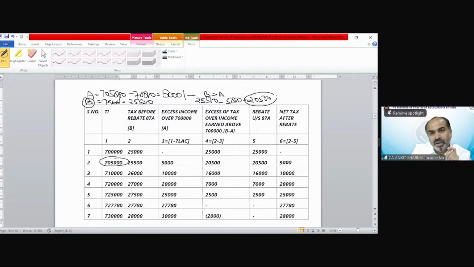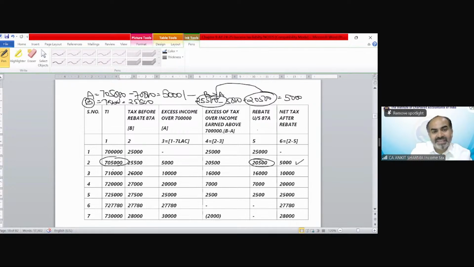The difference would be 20,500, marginally. What will we do with this difference? We deduct this difference from our tax liability. This 25,500 minus the rebate 20,500, that would be my tax liability, 5,000. You can see it like this.